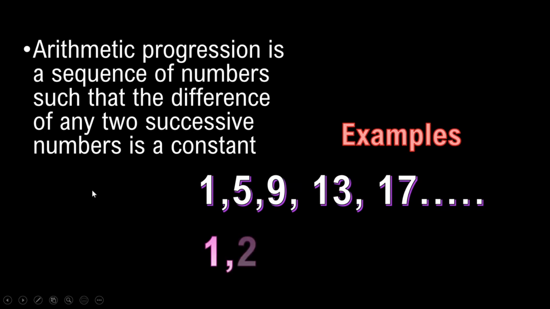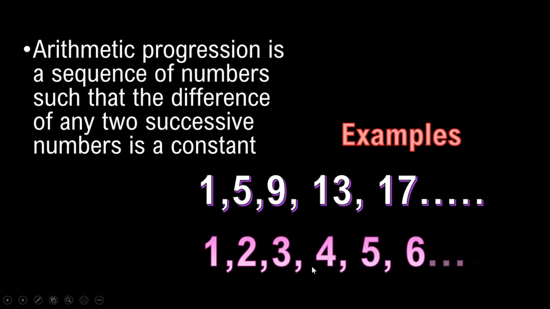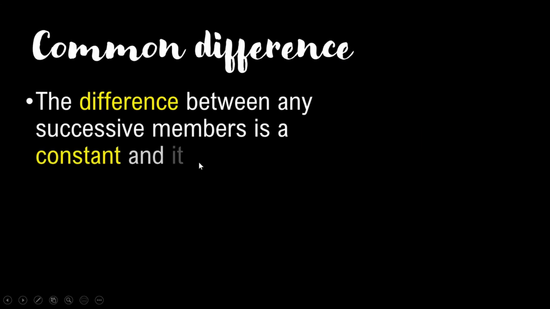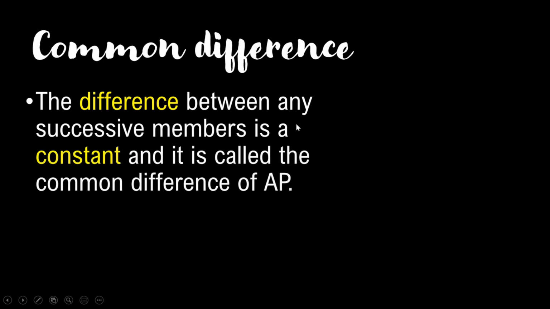A second example is you can see here 1, 2, 3, 4, 5, 6, and so on. Can you guess what is the common difference here? Yes, you are right, that is 1. So here the common difference between two successive numbers is 1. So what is common difference? Common difference is the difference between any successive members in an AP, which is constant, and it is called the common difference.